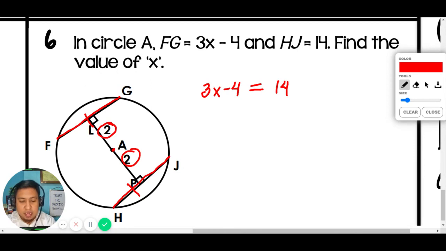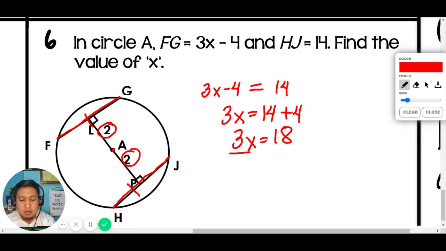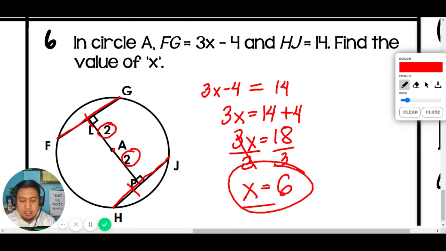Now we can say that these two are equal. So after that, we just need to equate this one. 3x is equal to 14 plus 4. 3x is equal to 18. Divide both sides by 3. Cancel out. x now is equal to 6. Now that is the value of x.